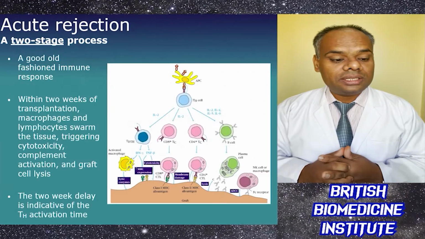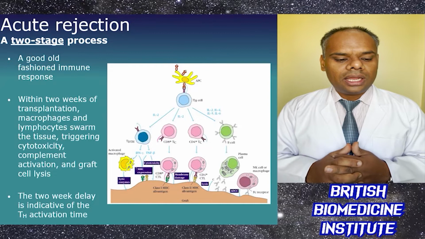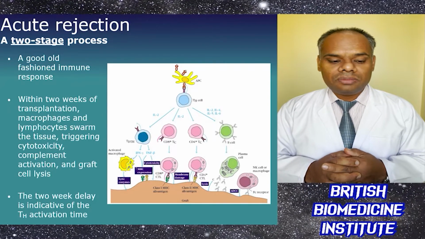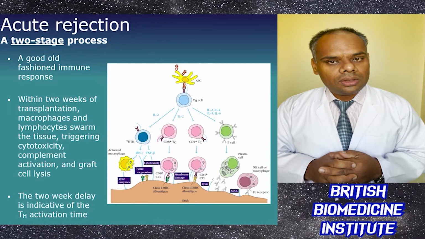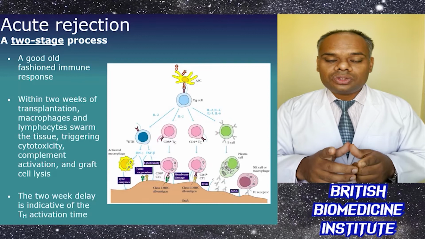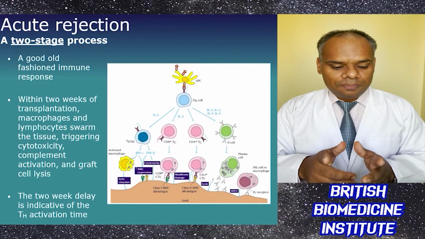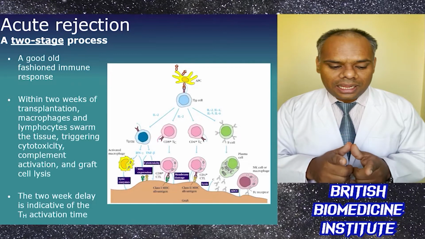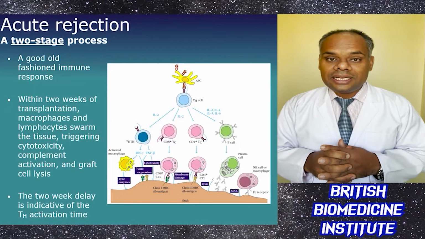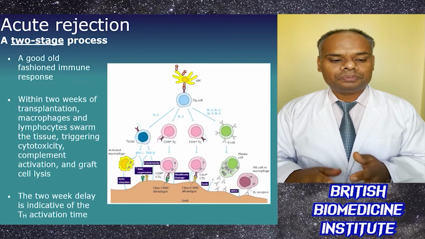Next comes the acute rejection. Basically, this is a two-stage process, a good old-fashioned immune response. Within 2 weeks of transplantation, macrophages and lymphocytes swarm the tissue, triggering cytotoxicity, complement activation, and graft cell lysis. The 2-week delay is indicative of the TH activation time.